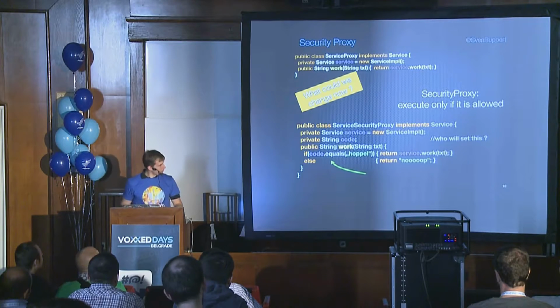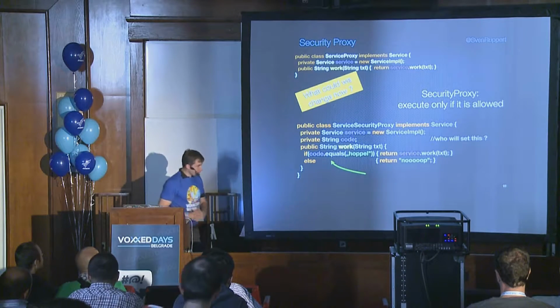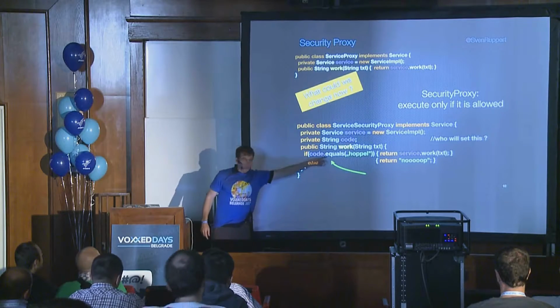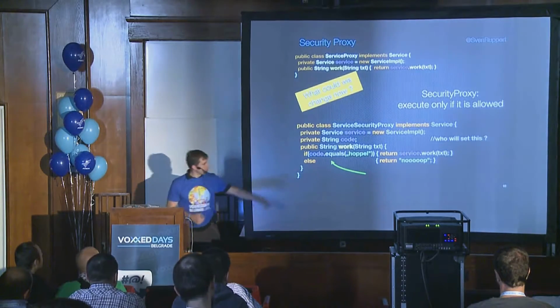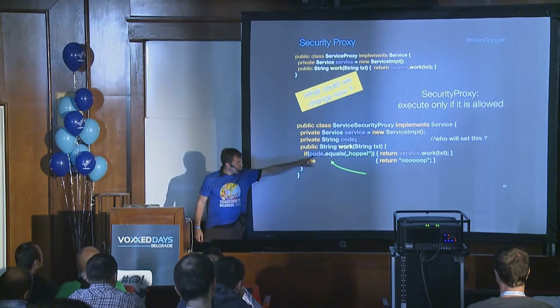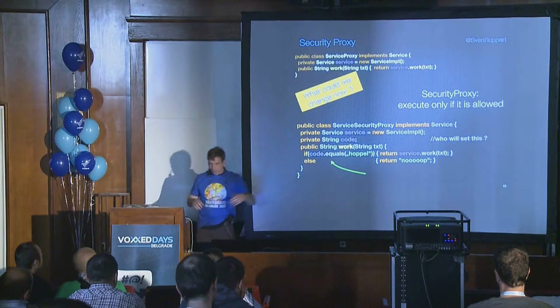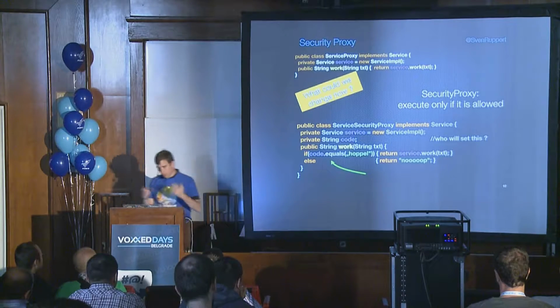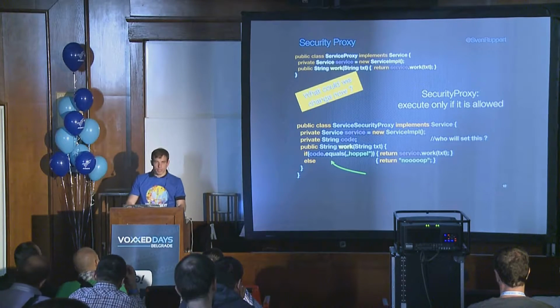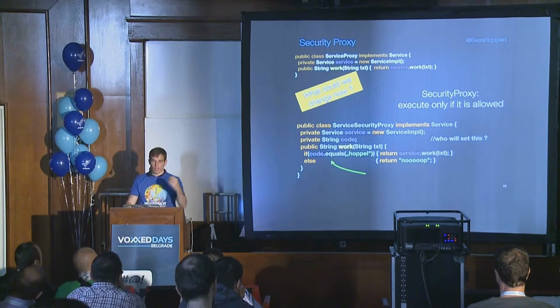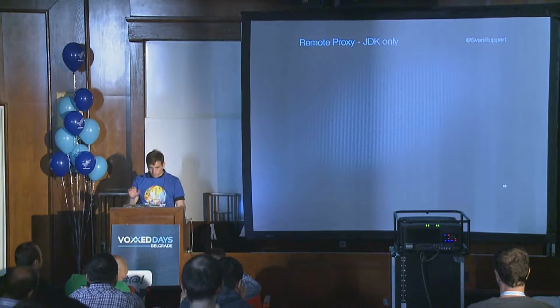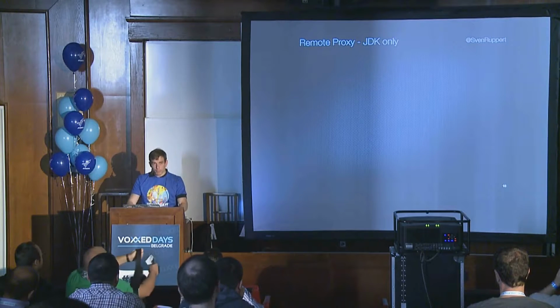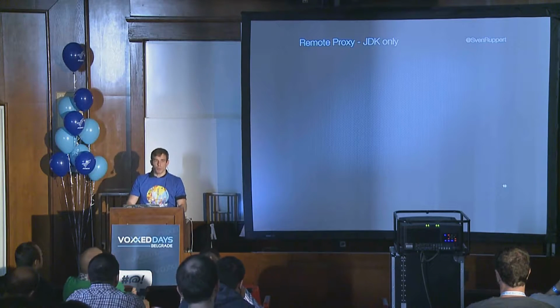So, yeah, this is the point. You have to decide if it is allowed, yes or no. And this could be more complex, and then you have to ask, for example, who's calling or what context, whatever you want to compare and all this stuff. But the main thing is the security proxy will execute a rule and then decide yes or no. That's the easiest version. So the next big group is the remote proxy.